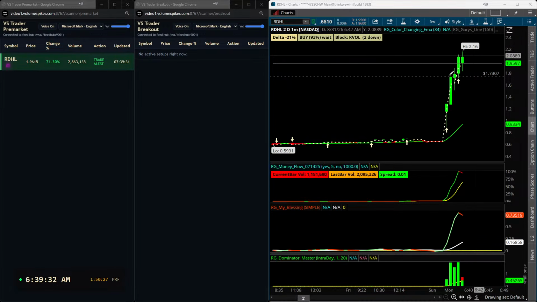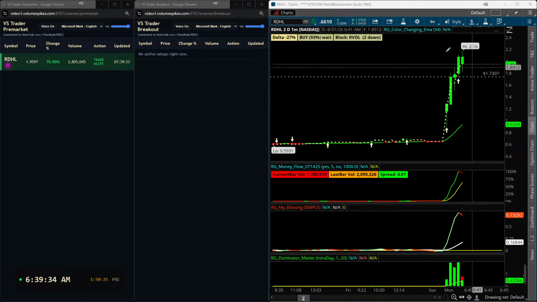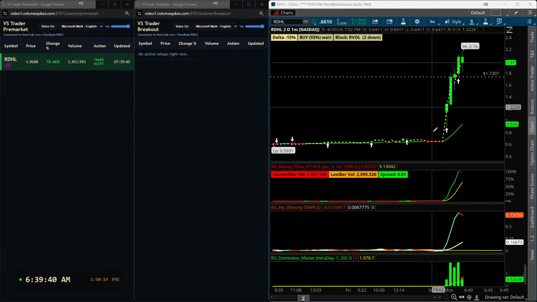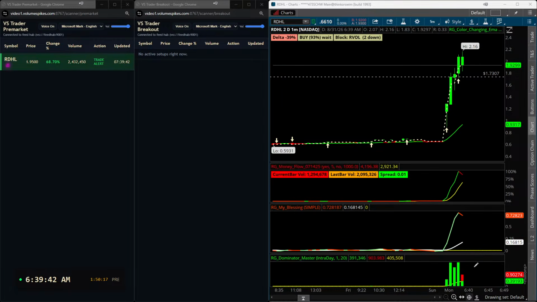1.93, pulling back, struggling to really run. It was possible to make some profit here. I was hoping for tall green bars to keep pumping and this thing to run to $4. That didn't happen.